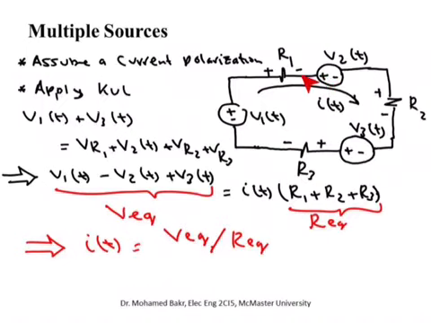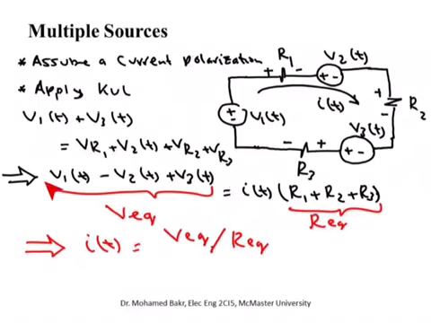V2 is going from positive to negative. V1 is trying to push current this way. V3 is trying to push current this way, while V2 is trying to push current the opposite direction. So if you write KVL, if you move all the sources to the left-hand side, keep only the voltage drops of the resistors VR1, VR2, and VR3 in the right-hand side, and then replace VR1 by I R1, replace VR2 by I R2, and so on, you end up with this expression.